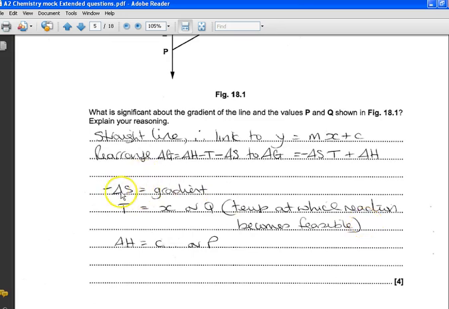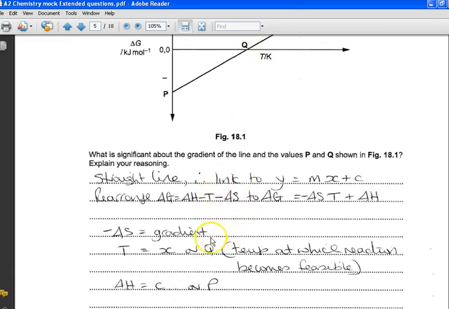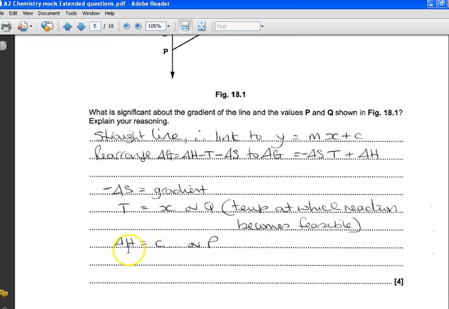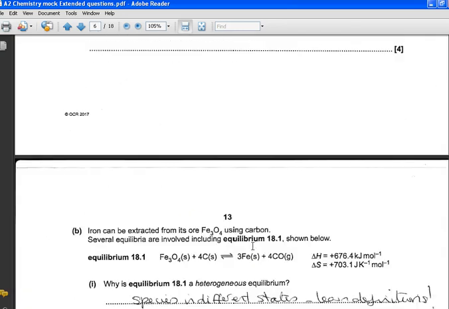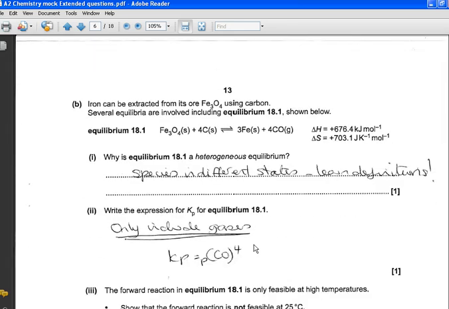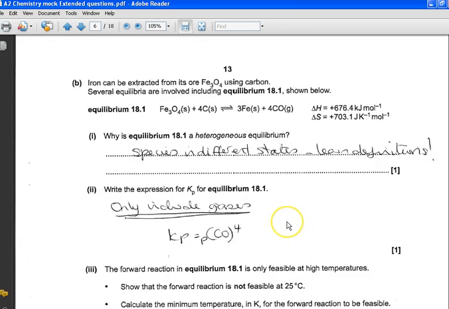So we've got minus delta S is gradient, T is X or Q in this case, and that will be the temperature at which the reaction becomes feasible. Delta H will be C or P, so the y-intercept. Now that's going back to your maths, really, recognising that from your maths.